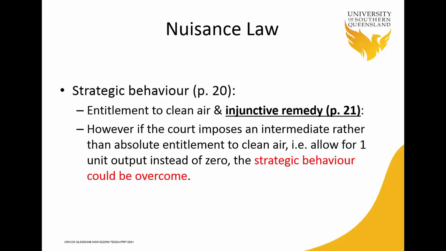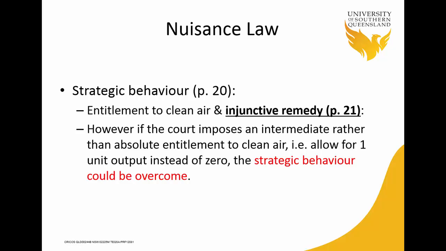What if the court imposes an intermediate rather than absolute entitlement? If we know that this problem could occur, what could the courts do? What could we do as far as designing the legal system to get around the strategic behavior? If the courts impose an intermediate rather than absolute entitlement to clean air, so instead of saying that the victim has the right to clean air, which means that the factory has to produce at 0 output, we could say, no, we're going to give you an intermediate, a relative entitlement.